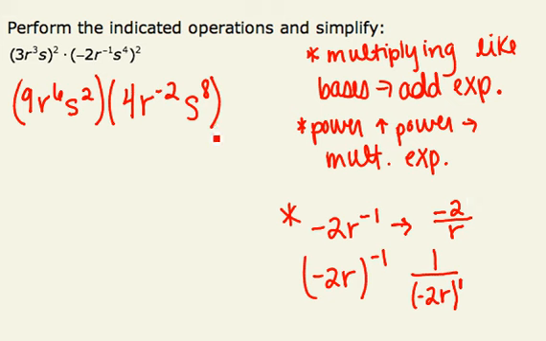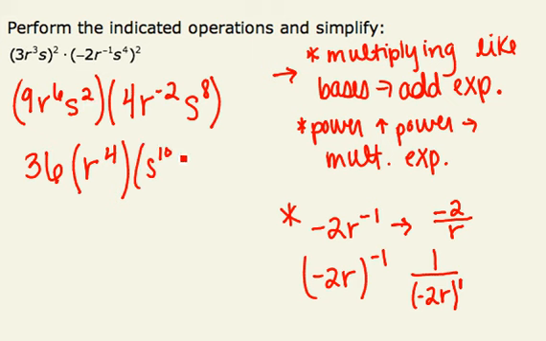Now I can combine like terms, and again I'm going to use this first rule. Well, 9 times 4 is simple multiplication, 36. R to the 6th times r to the negative 2. I'm multiplying like bases, so I'm going to add their exponents, resulting in r to the 4th. And s squared times s to the 8th. Again, adding their exponents, I'm going to get s to the 10th.